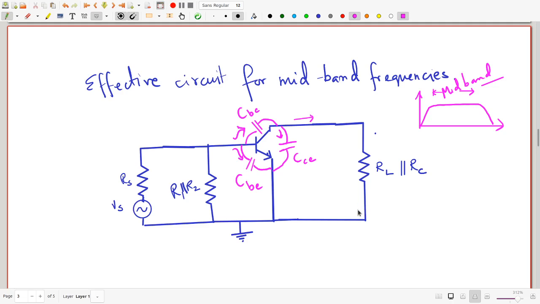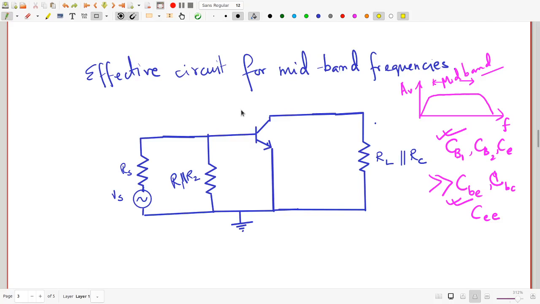Why is there a mid-band frequency at all? That's because of the huge size mismatch between CB1, CB2, CE, which are huge capacitances compared to the stray ones, CBE, CBC and CCE. That is why there is a big frequency range in the middle where you can treat these as shorts and these as open. And that is your mid-band frequency range.